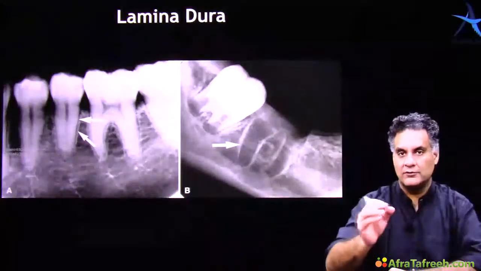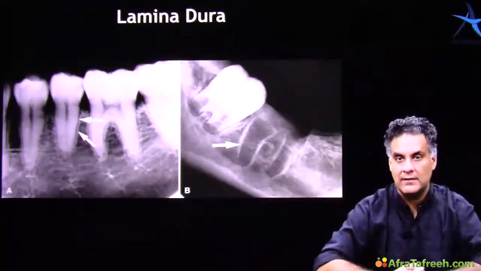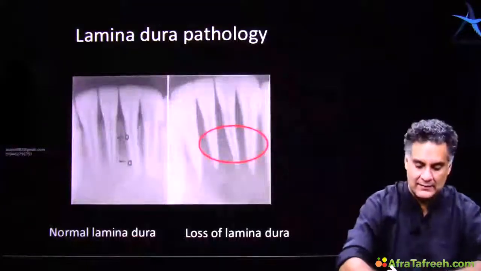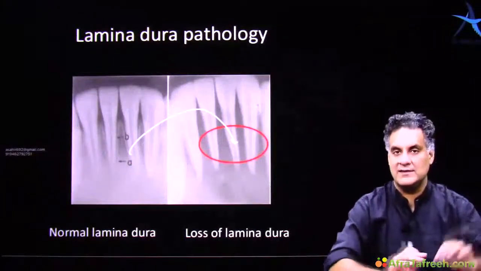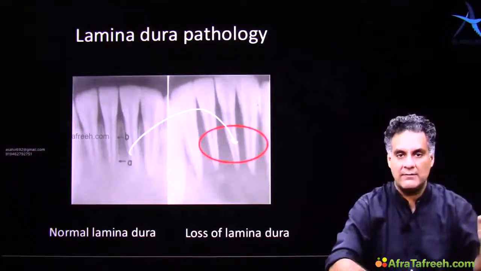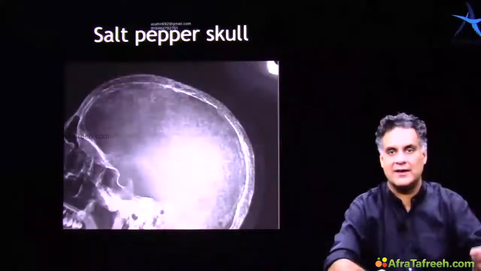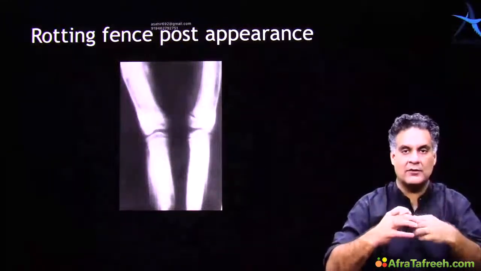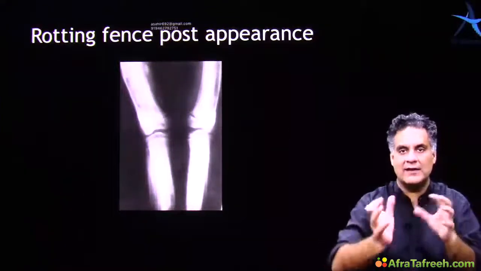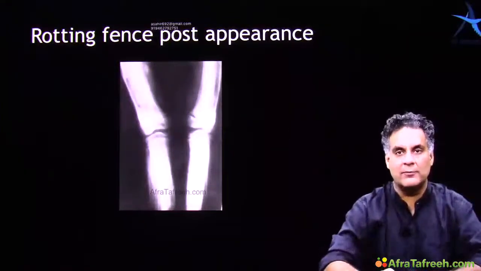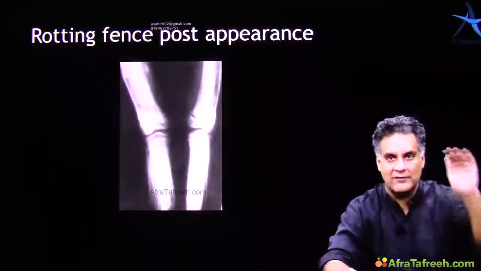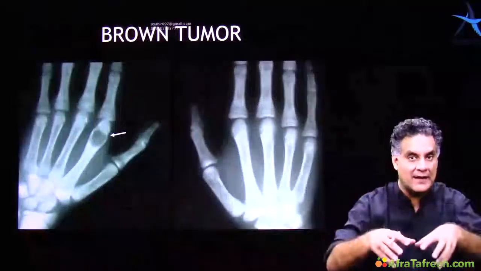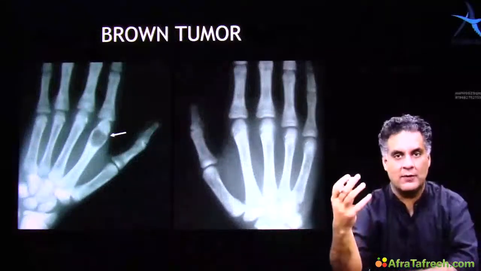So I just spoke about a bone softening disorder called hyperparathyroidism. Our teeth have a lining called lamina dura. And when there is resorption of the lining, it's called loss of lamina dura. It is seen in hyperparathyroidism, which will cause changes on the skull, called salt and pepper skull, or because the PTH acts on the osteoblast also, you can have sclerotic and lytic phases called rotting fence post appearance. You remember as a child, we used to draw the fence post. And they also have lytic cavities filled with blood, and the blood degradation product gives it a brown color, called a brown tumor.